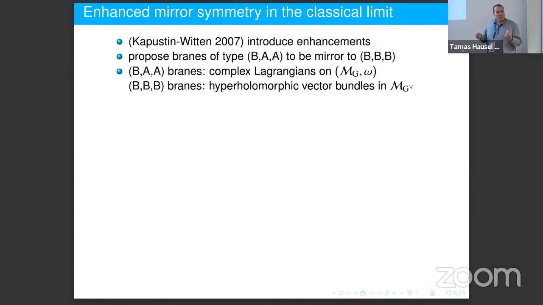And that's a pretty good help for mathematicians, because both of them are relatively restrictive. I mean, maybe complex Lagrangian is less restrictive. In fact, there are many complex Lagrangians, but the other side definitely is quite restrictive, these hyperholomorphic vector bundles. And this is the first suggestion, that we should consider hyperkähler branes, if you like.